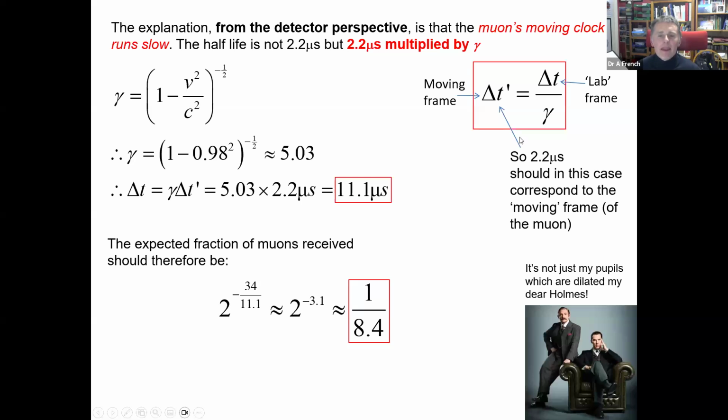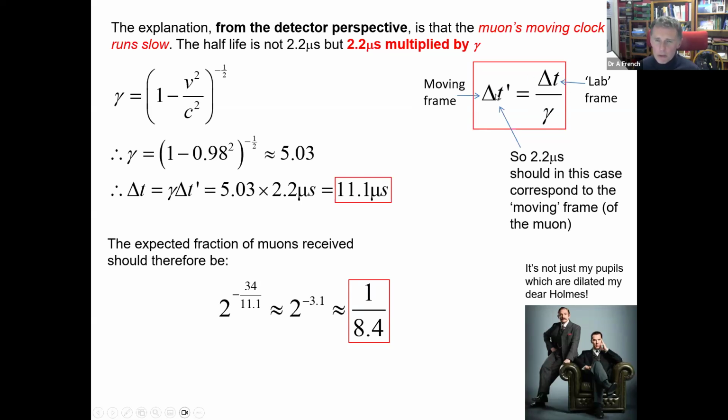So what we do is we say, okay, we've got the moving frame and the lab frame. So delta T dash is delta T over gamma. So what do we need to do? The muon's moving clock runs slow. So it's not 2.2 microseconds, but 2.2 multiplied by the gamma factor, which in this case is about 5. So the half-life that we experience, in the lab frame, is the muon's half-life times gamma.